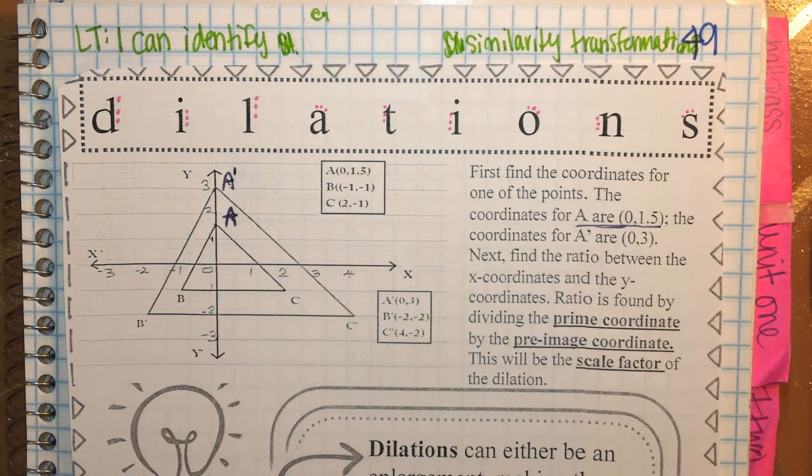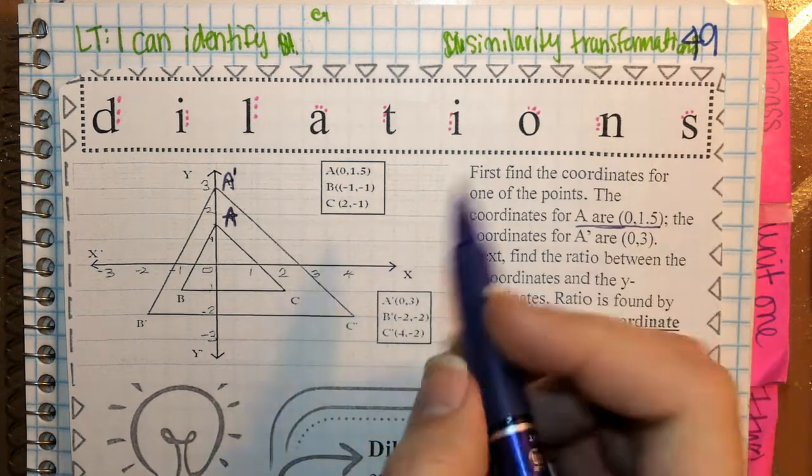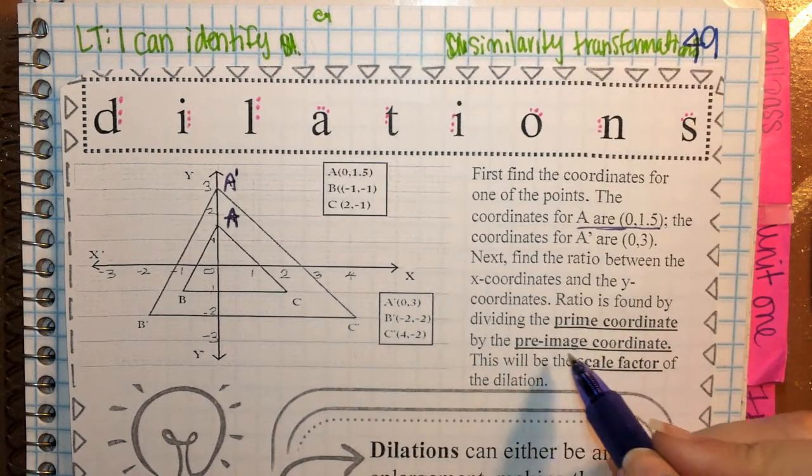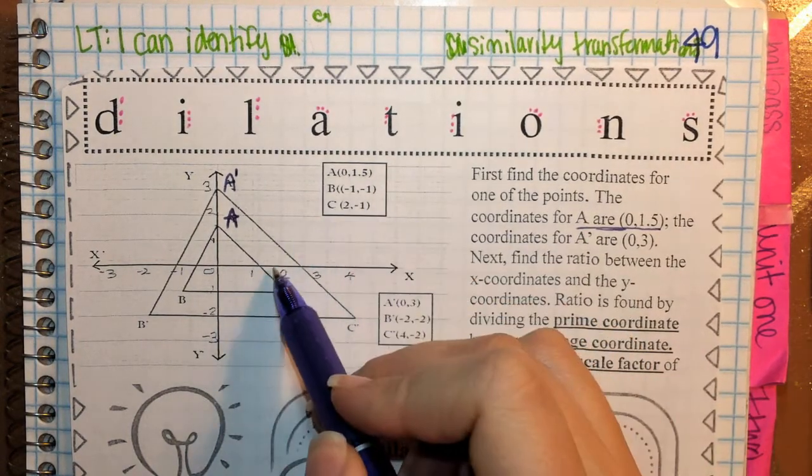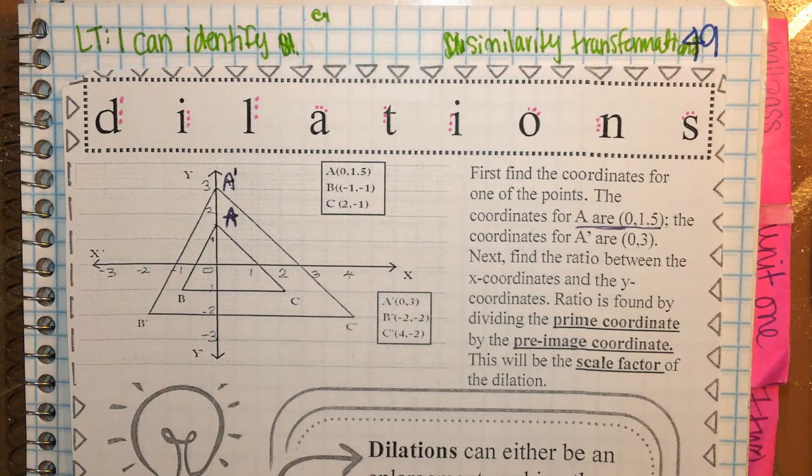Now we want to find the ratio between the X coordinates and between the Y coordinates. The ratio is found by dividing the prime coordinate right here by the pre-image coordinate, which is this baby one. This will be the scale factor of the dilation.